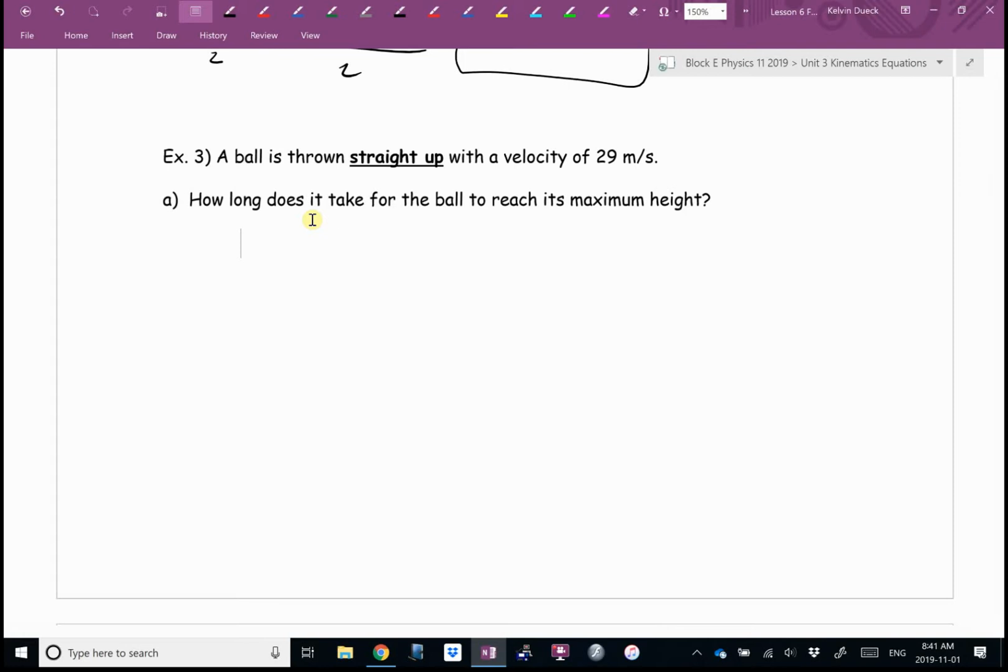So we read, a ball is thrown straight up with a velocity of 29 meters per second. How long does it take for the ball to reach its maximum height? I would say, what's this question asking me to find when it says how long? Time, not distance, just the way I'm reading it. I agree. So, let's go t equals question mark.